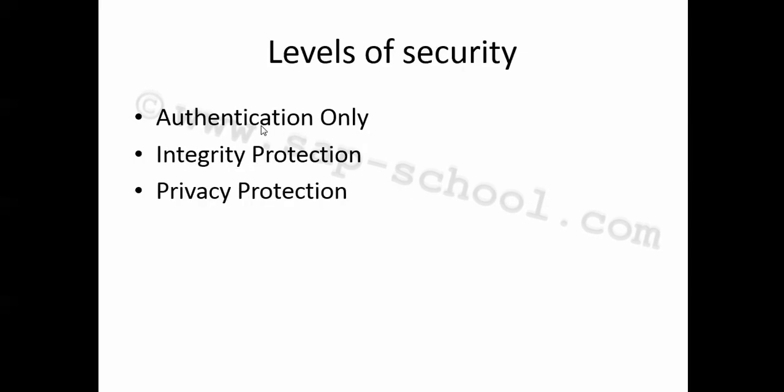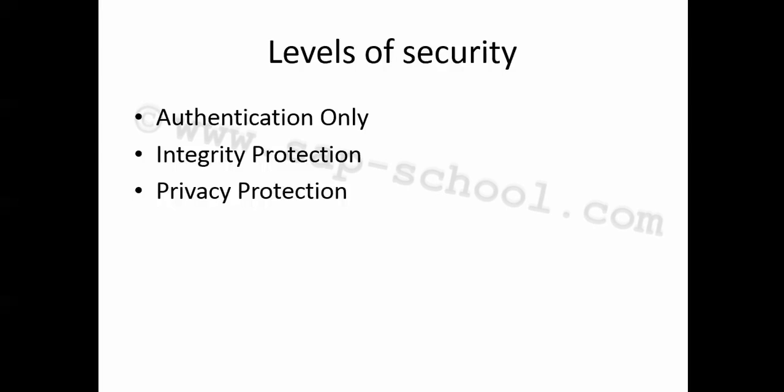Now, what are the different levels of security? There are 3 levels of security protection that we can apply. The first one is authentication only, which means that the system verifies the identity of the communication partners. This is the minimum level of protection offered by SNC. So these are the 3 different levels of security which SNC provides.